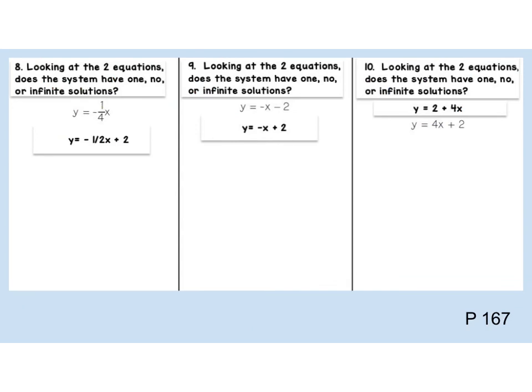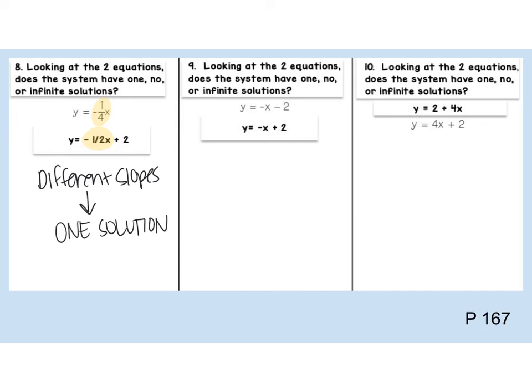Now for these last three, it's not asking us to actually find the solution. It's asking us to just determine how many solutions it has. Is it one, none, or infinitely many? And to do that, we need to look at the slope. Now here, I have two different slopes, which means that I'm going to have one solution. At some point, they will intersect.